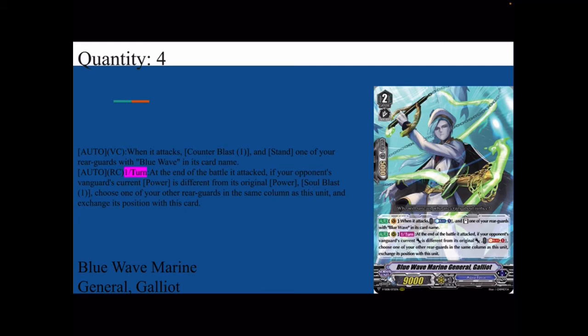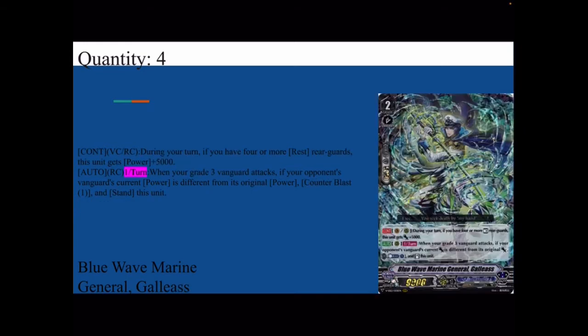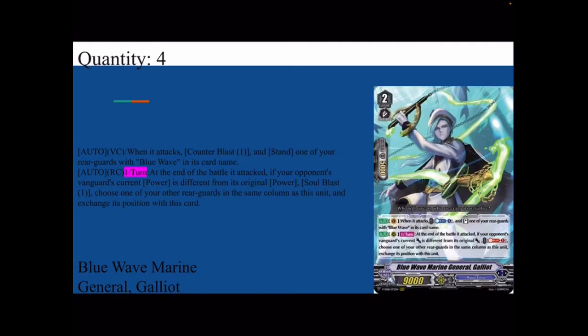And auto rearguard once per turn, at the end of the battle that attack, if your opponent's vanguard's current power is different from its original, soul blast one, choose one of your other rearguards in the same column as it and exchange positions. It does not have to be a blue wave, which is why Riptide is in this deck, because it can plus off of this. But also, this is honestly the reason why it is the main grade 2, as in the thing you ride. You want to ride this because the other grade 2s, okay, your skill is continuous on either, but you mainly want to ride this because it's going to get you multi-attack at grade 2 turn. So ride this if you can.